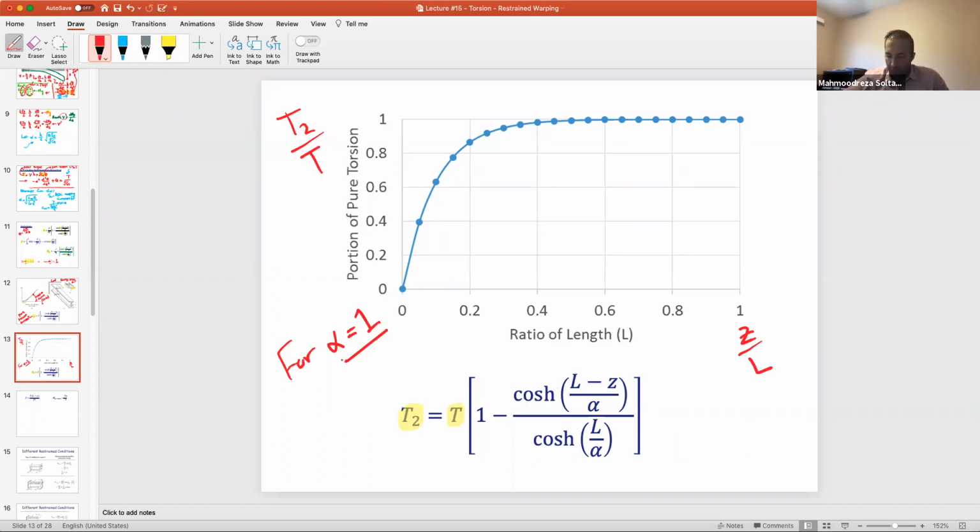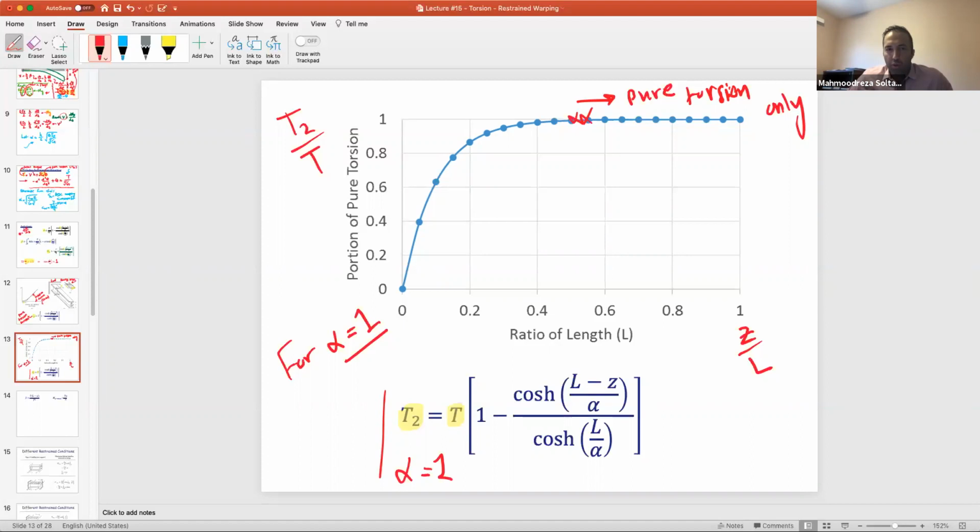If you make the alpha equal to 1 in this equation and draw it, you're going to see this behavior. As you can see, T2 has started to go to some extent, and then from some point forward, maybe after this point or this point, you're dealing with the pure torsion only. Because you're just getting to the free end, only the portion of the pure torsion is working. You're just getting like 100% of the torque, really. Okay.